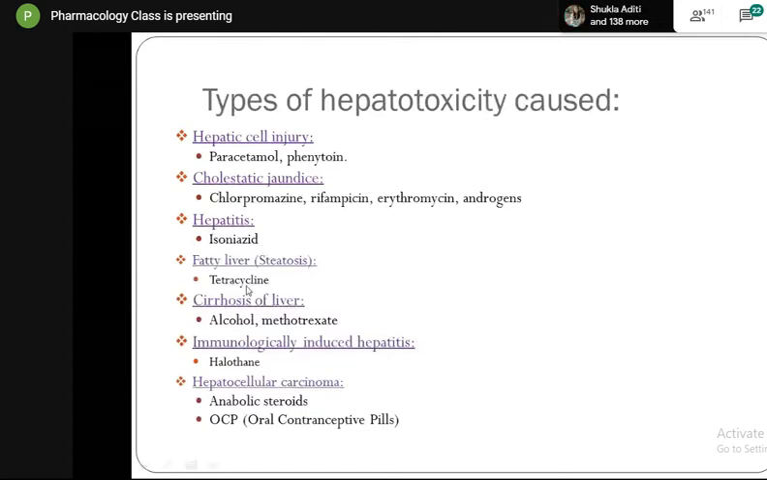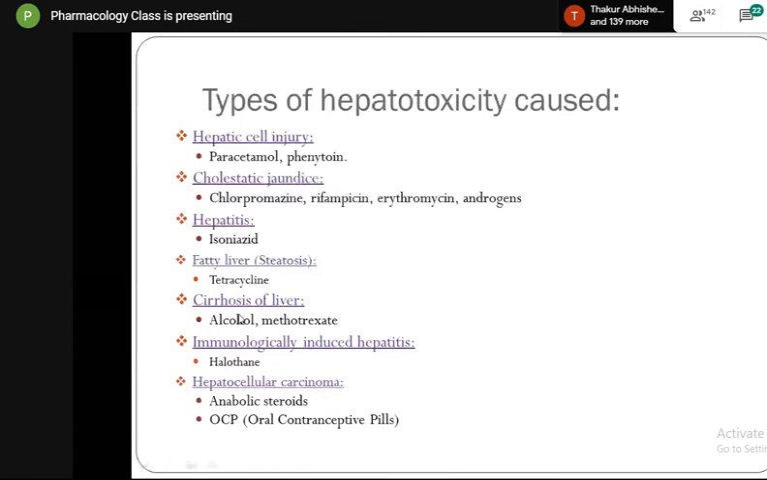So next is a condition called fatty liver, which is also known as steatosis. Okay, so this is a condition in which your fat or lipids get accumulated inside the liver cell, mainly due to abnormal retention of lipids in the cell. Due to some reason, the lipids get retained inside the liver cell, because of which there will be accumulation of fat in the liver cells, and that is why it is given the term fatty liver. The drug giving such symptoms is tetracycline.